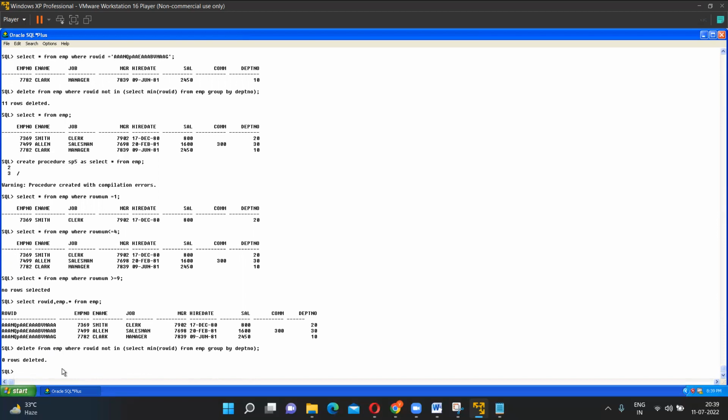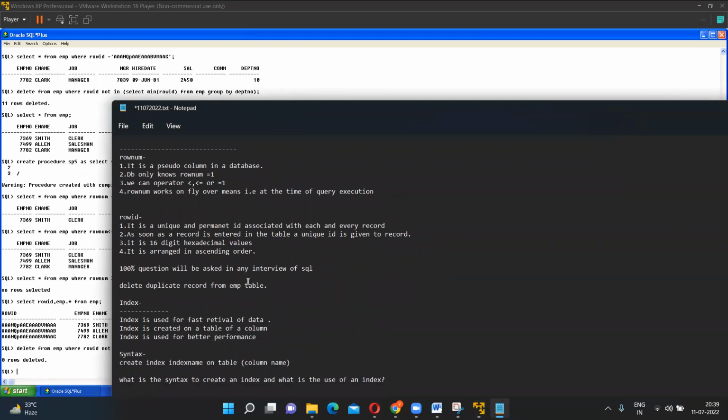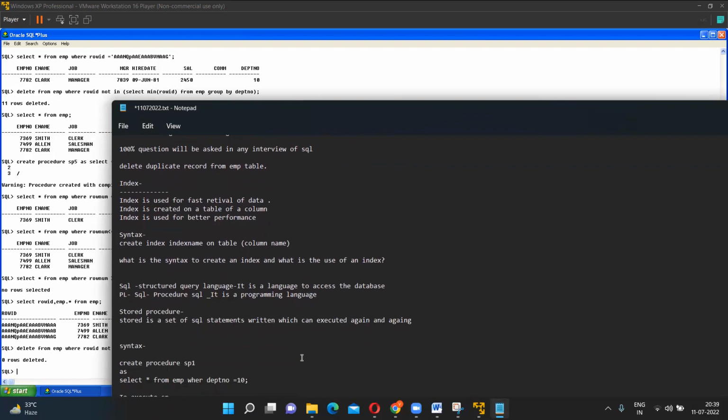Fine, guys. After this Rownum and row ID, what is the next thing I taught you guys today? I taught you there is something called an index. Index is associated with a column of a table. So what is the index used for, guys? It is used for fast retrieval of data. What is the syntax to create an index? Create index name on table, bracket, column.